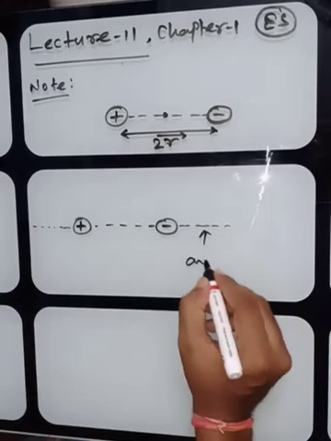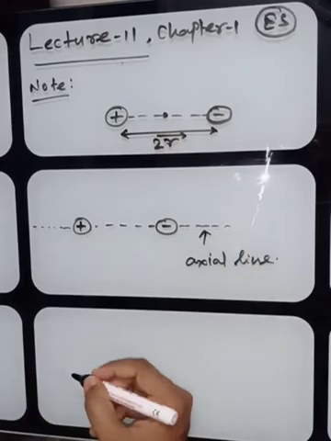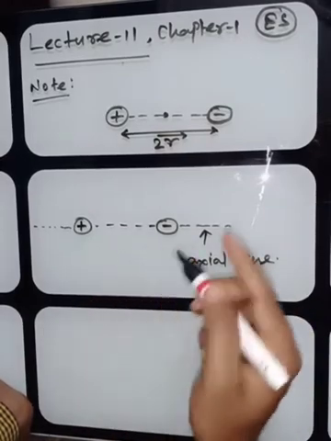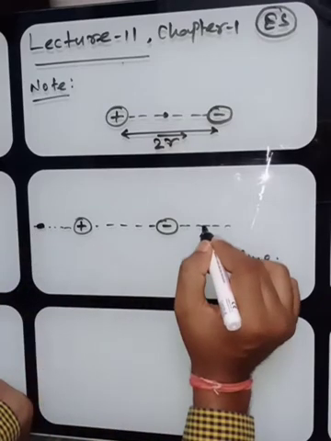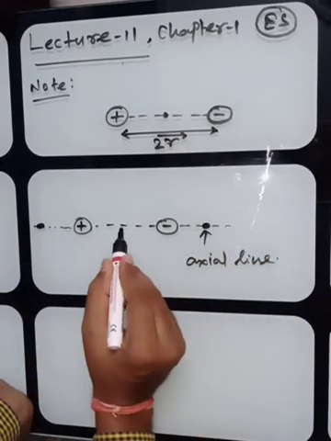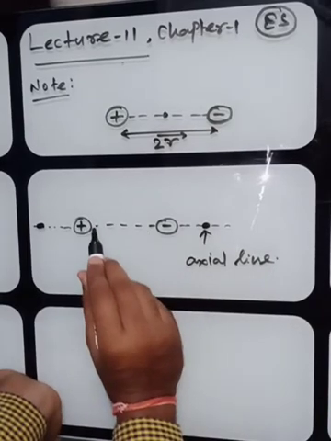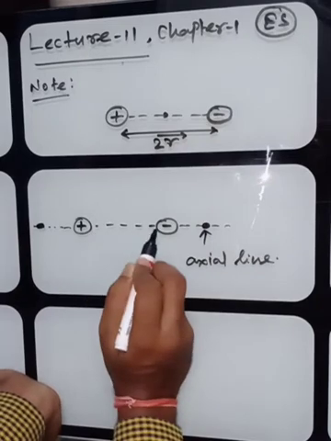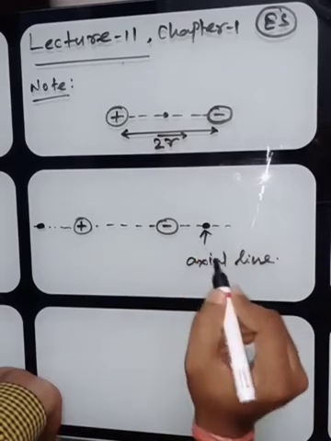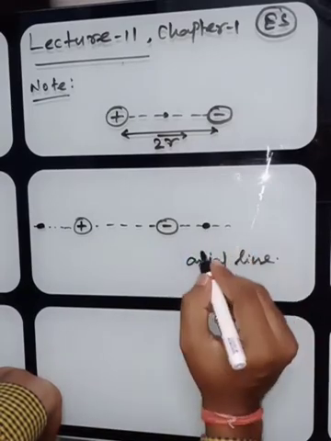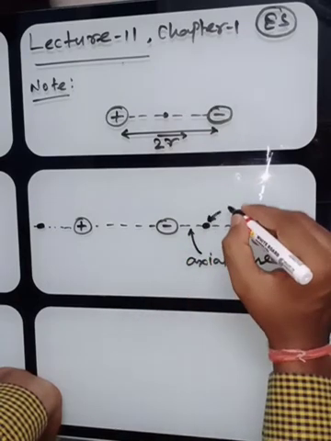Okay, it is called the axial line. Any point you consider on this line will not be between the two charges for calculation. Why? Because this separation is very small. So we'll take the point outside the dipole. This is the axial line, and this point is called the axial point.